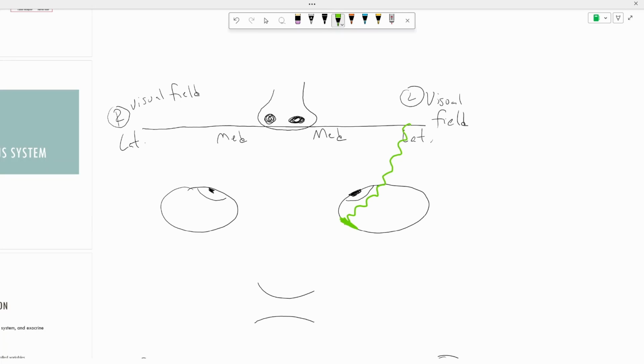So remember, field of vision is going to be opposite than the retinal field because images are flipped and reversed. And the same thing is going to happen on the other side. I'll change that to blue. Lateral vision on the right goes into the eye and hits the medial portion.